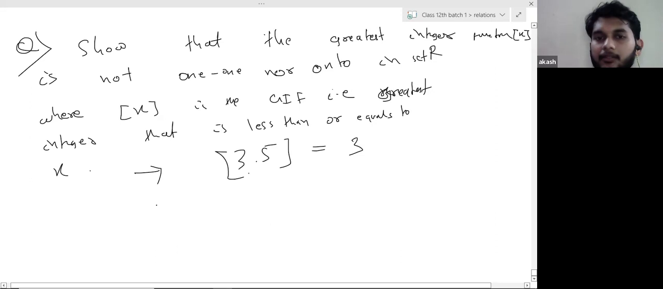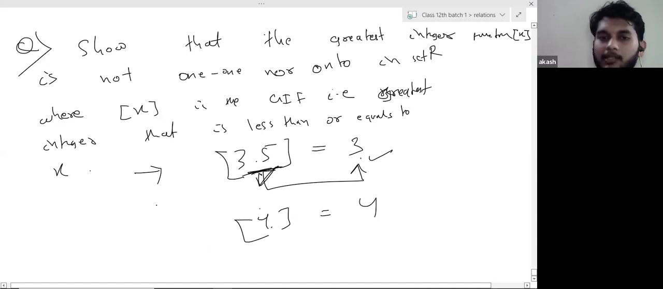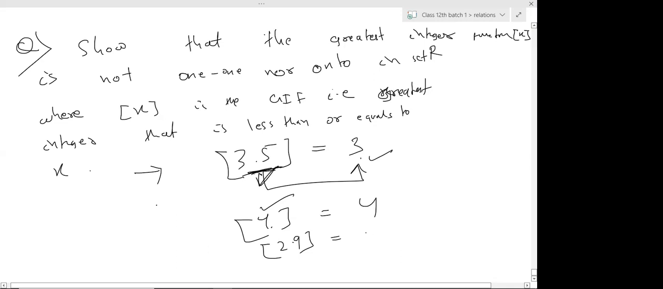So it gives all integers that are less than, that means 3 is lesser than 3.5, so 3 will be the answer. The integers that are lesser than 3.5 or equal to that number, that means if I put 4 here, it will give us 4 because 4 is equal to 4. So integers that are equal or less. If I put 2.9, then what will be the answer here? So 2. Absolutely right.